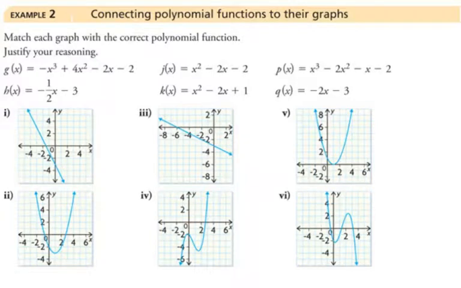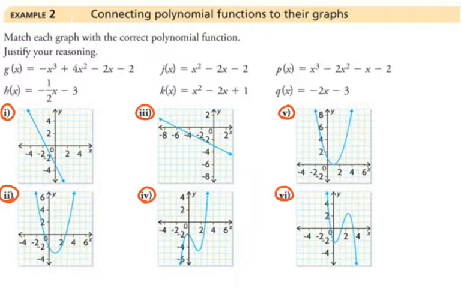This example involves bringing together the graphs and equations of polynomial functions and matching them to each other. So what we can see here in I and III, we have linear functions. These would both have degree 1. In V and II, we have parabolas. Those would be degree 2. And in IV and VI, we have degree 3.